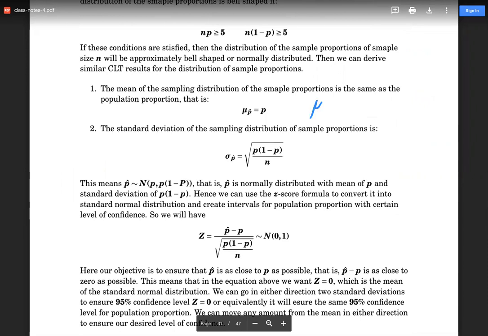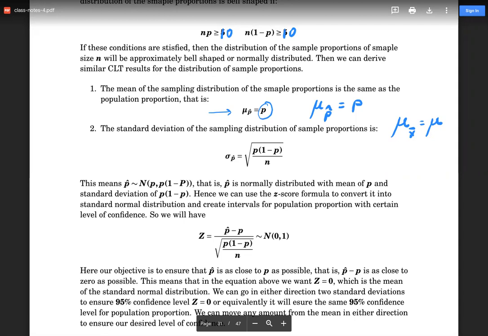Here, mu sub p hat is equal to p. Remember, we had mu sub x bar is equal to mu last time, all right? So in this case, we use another symbol. Mu sub p hat is equal to p. That means the mean of the sample proportions is going to be equal to the population proportion. And I think this number is 10, and let me clarify, that's a typo. The np must be greater than or equal to 10.